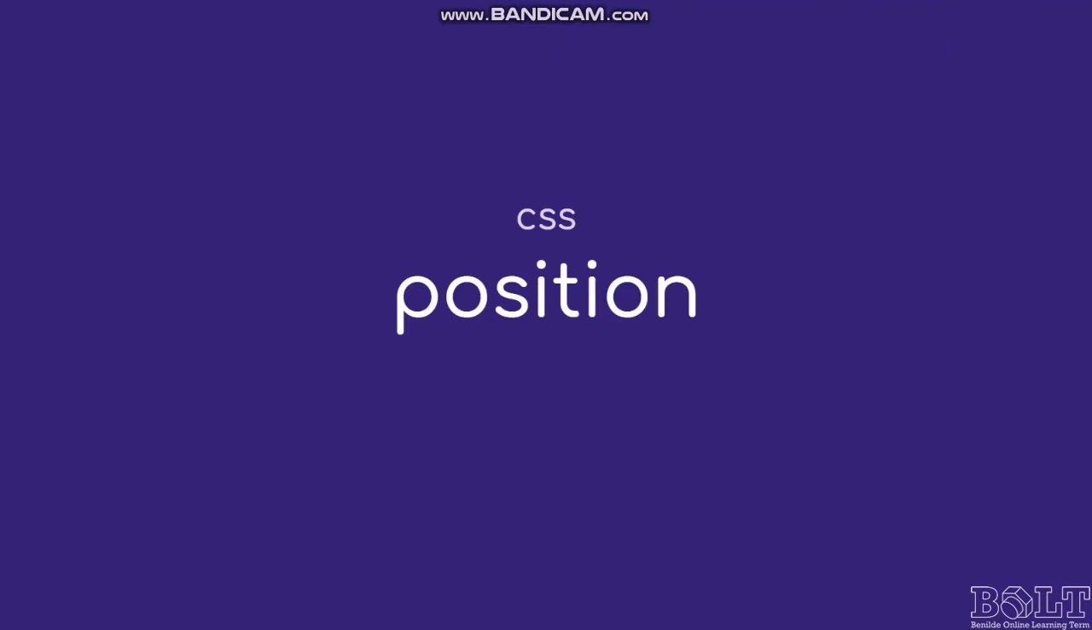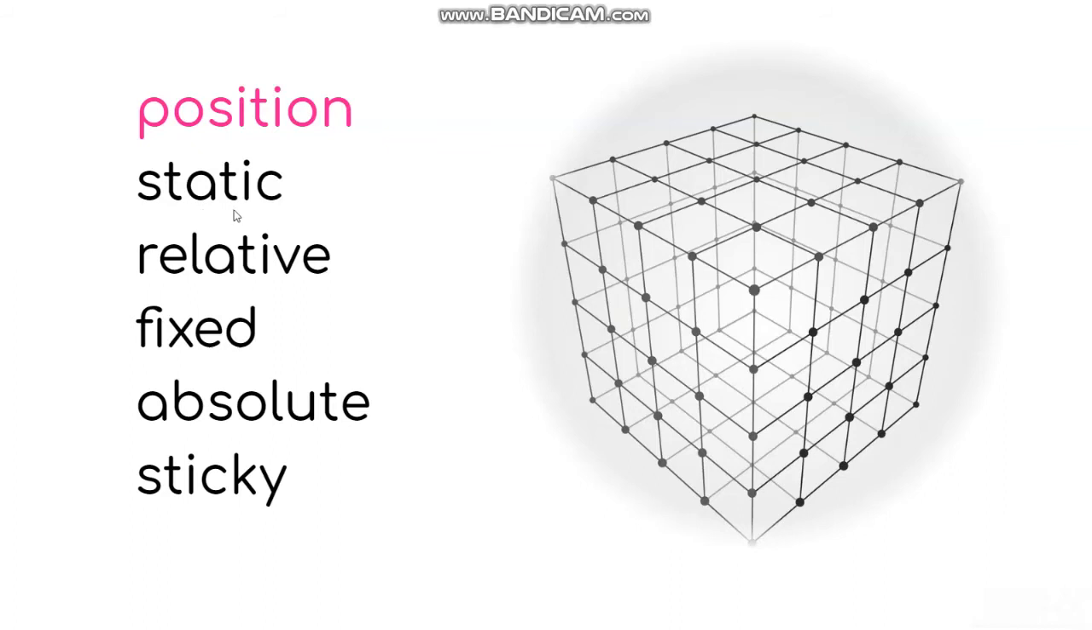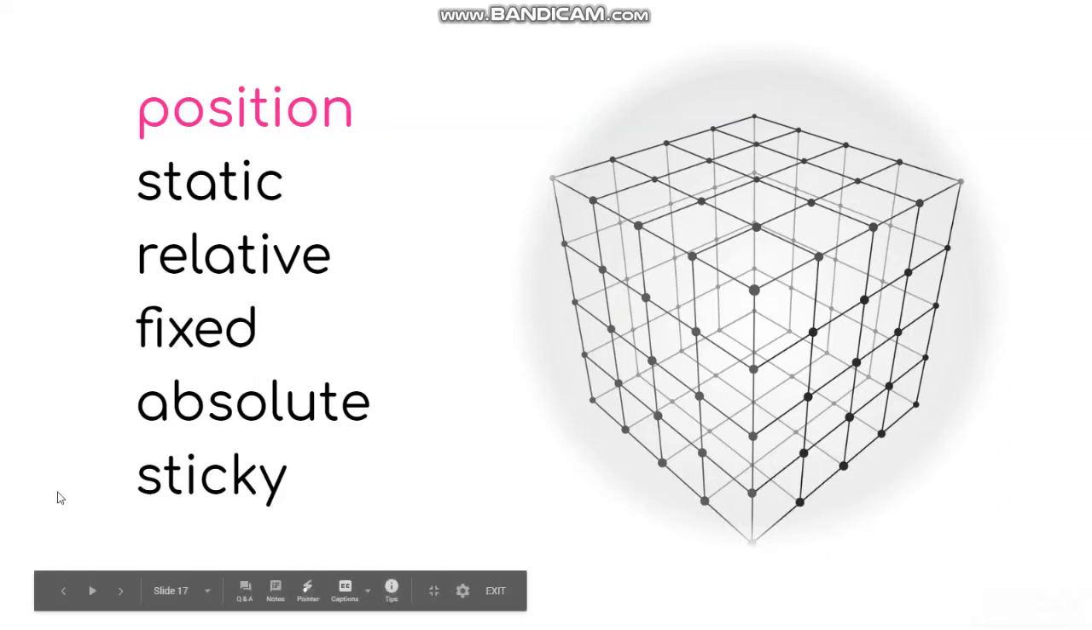In part 2 of this session, we'll take the position, and positioning has to do with where you want to put your item. So again, target, position, that's the name of the property, and the value. There are 5 values that we can choose from. Static is the default, so you don't even have to put it, that's automatic. We have relative, fixed, absolute, and sticky. So let's take each of them.